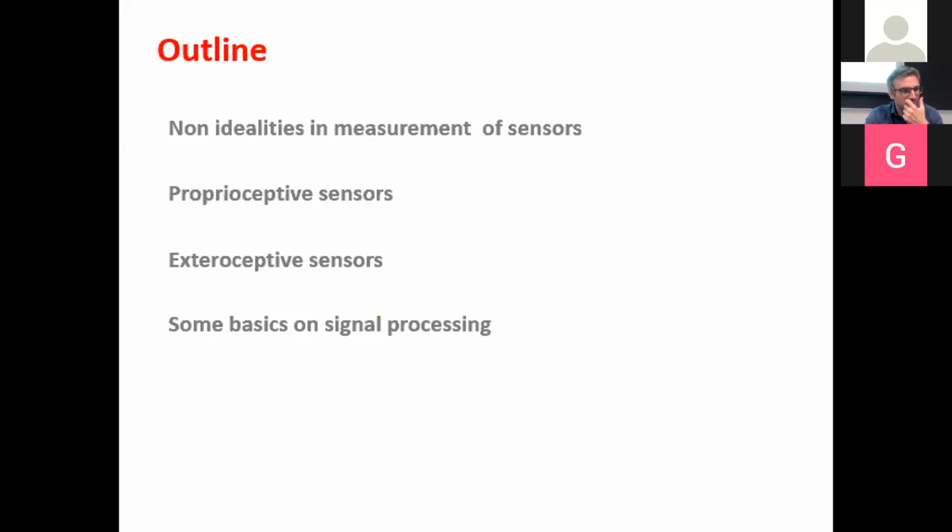In this part, this is just the first part, then we will continue next lecture. We talk about what the non-idealities in the measurement of sensors are, which kinds of proprioceptive sensors we have in robotics, the kinds of exteroceptive sensors, and also some basics on signal processing.